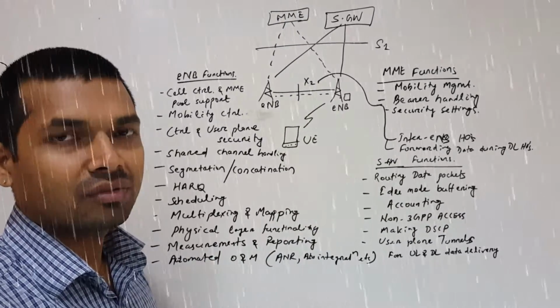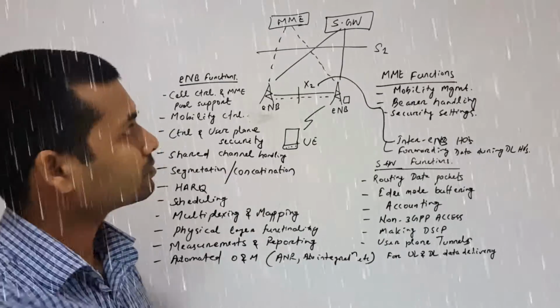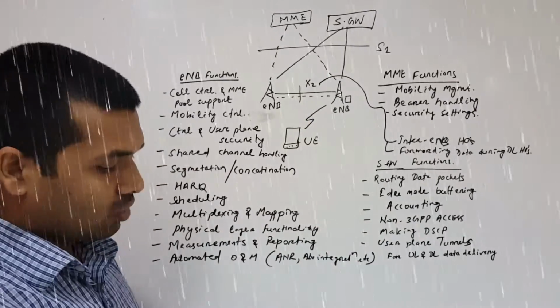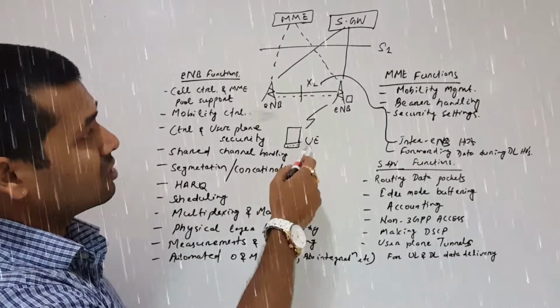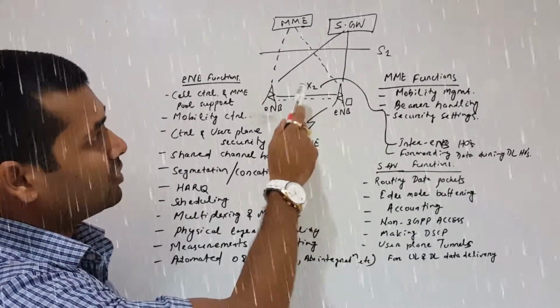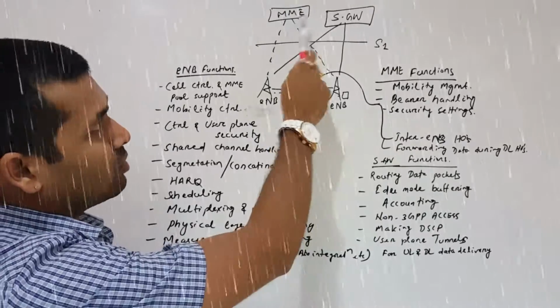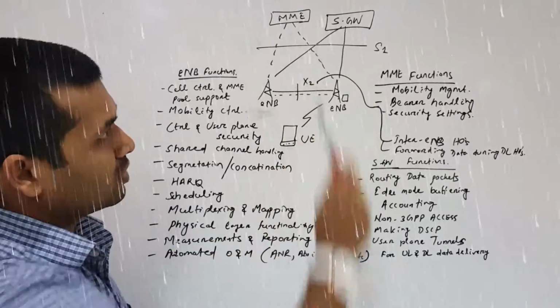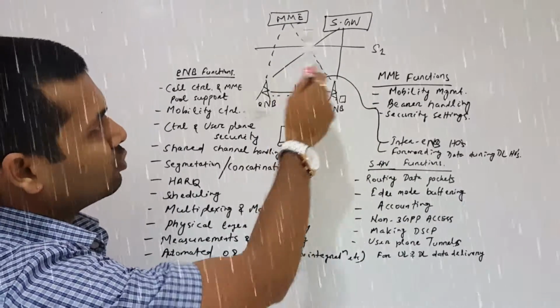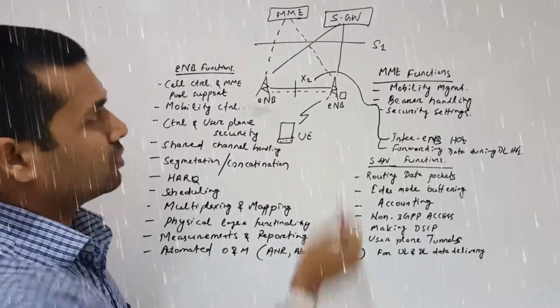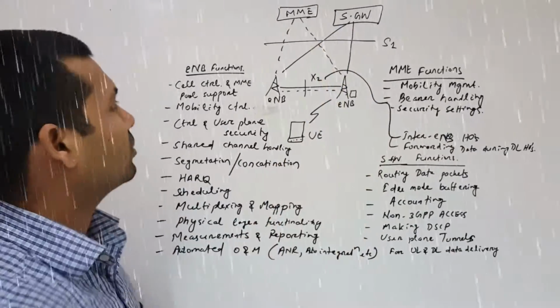We will see the topic of eNodeB functions today. I have drawn a picture of the architecture. This is the UE interface, eNodeB. This is the X2 interface between eNodeB and eNodeB. This is the MME and serving gateway, and this one is the S1 interface. This one is the control plane, this one is the user plane to the serving gateway and control plane to the MME.